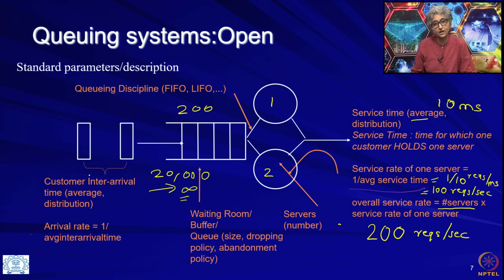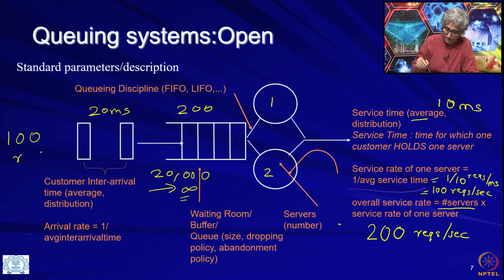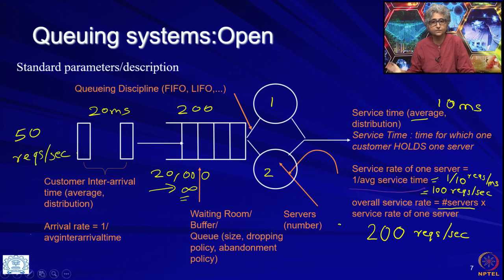And customer inter arrival time, let's say it could be 1 every 20 milliseconds. In that case, you can do the calculation, the arrival rate will become 50 requests per second. It will be 50 requests per second. So these are the kind of numbers you can have. I am not yet talking about the distributions, we will talk about that in a moment.